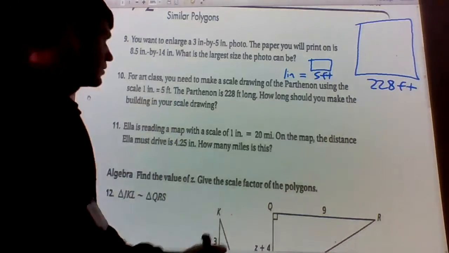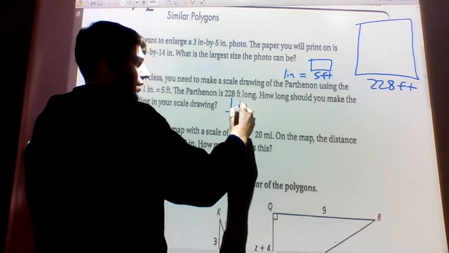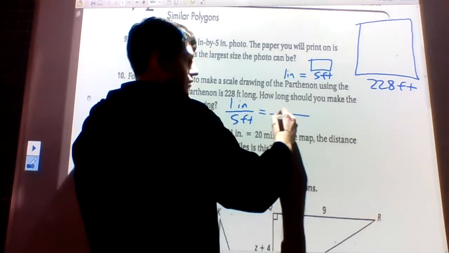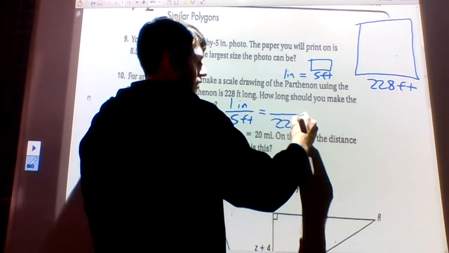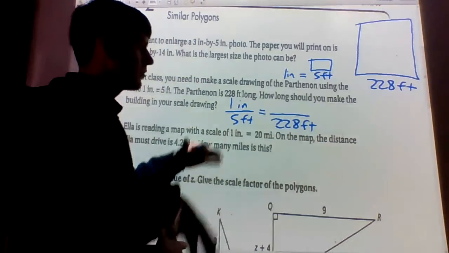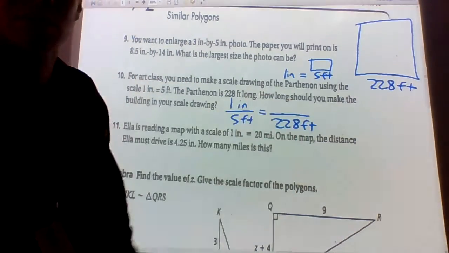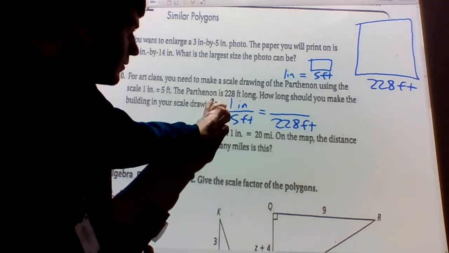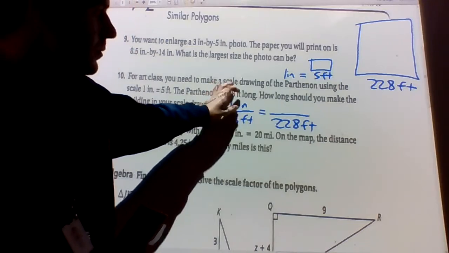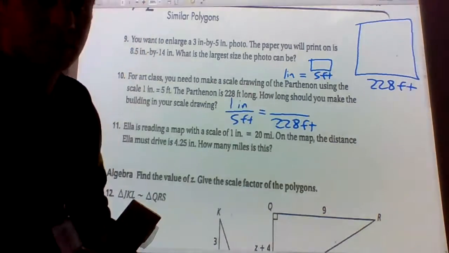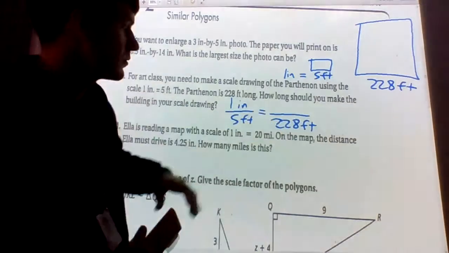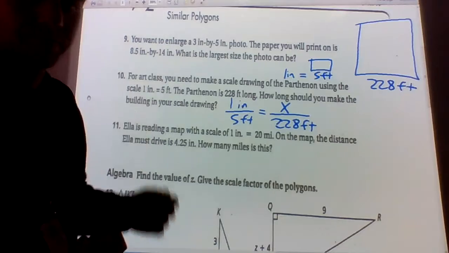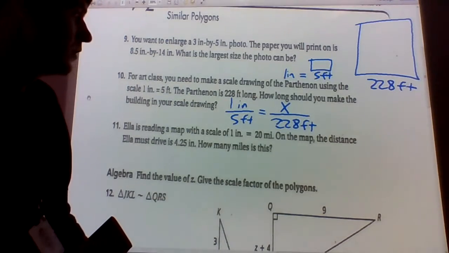So they give you the 1 ratio, 1 inch to 5 feet. Okay. They give you the whole thing over here is 228 feet. Right. So 1 inch is to 5 feet as how many inches is to 228 feet? Every 5 feet is 1 inch. So how many inches is 228 feet? Okay, you could have also done 1 over x equals 5 over 228. That would have worked too.